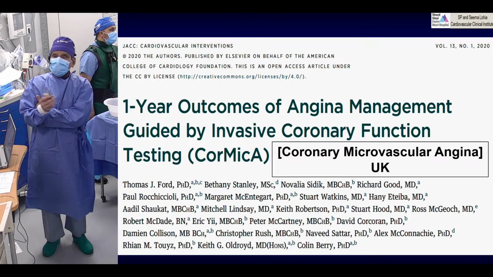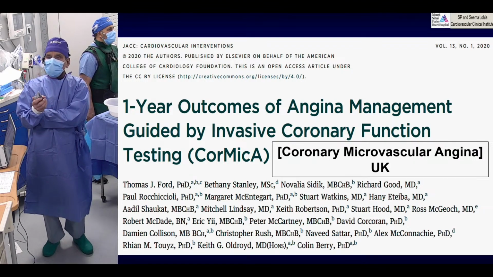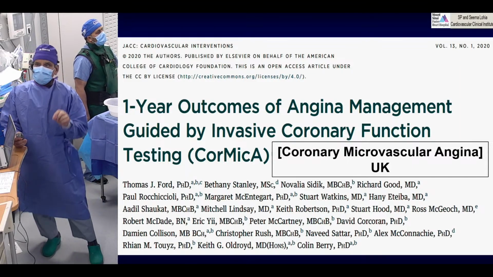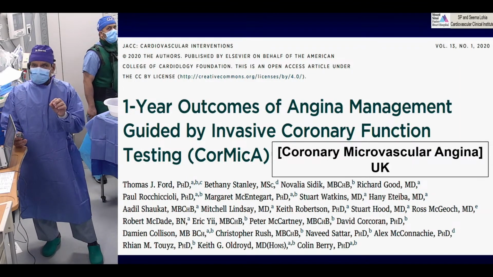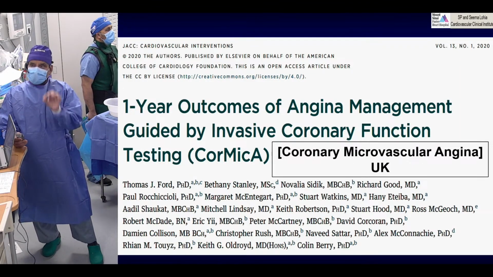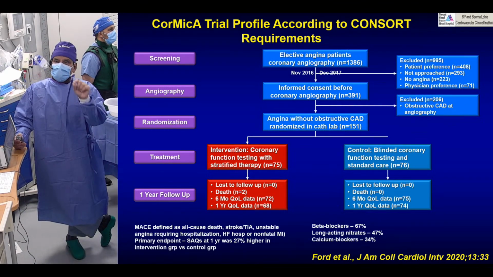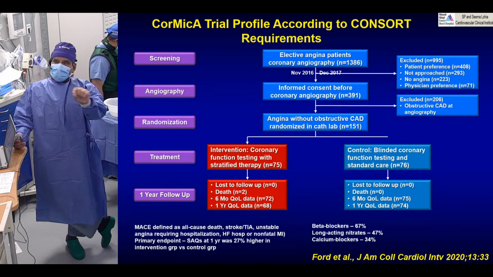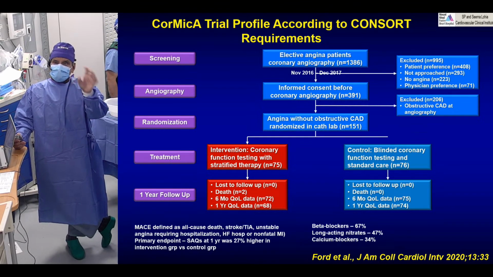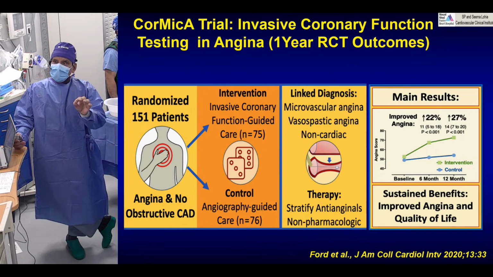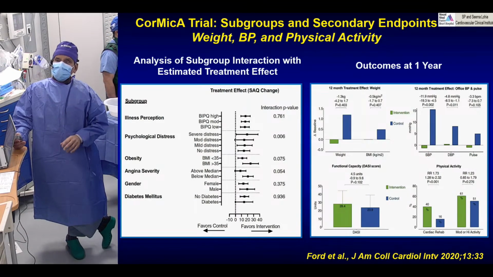Now, this is a little different than what we have. There is a trial called CorMicA. CorMicA trial was of the patient with a non-invasive CAD, non-obstructive CAD. They did microvasculature studies and then changed the therapy. See that? Intervention group, coronary angiography versus control. And they followed these patients up to short-term outcome and 1 year outcome. And you can see there that invasive coronary angiography patients did better in terms of their improved angina, better quality of life, and subsequent outcomes at 1 year.